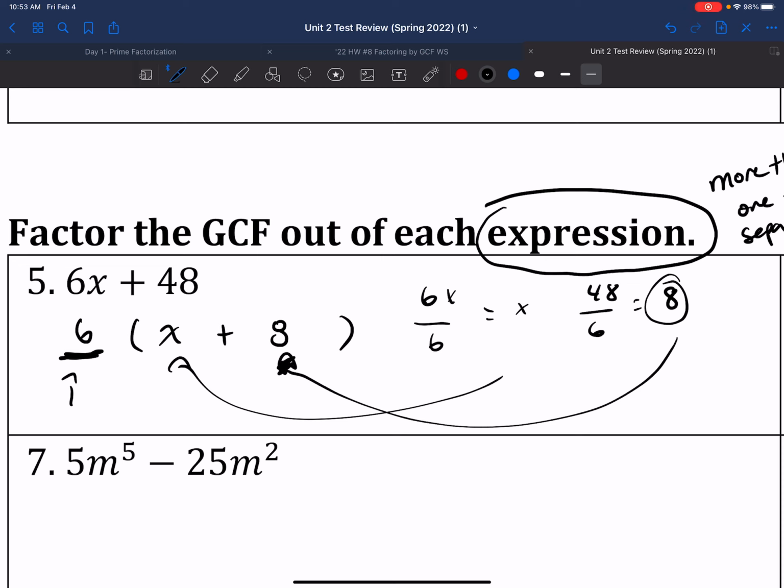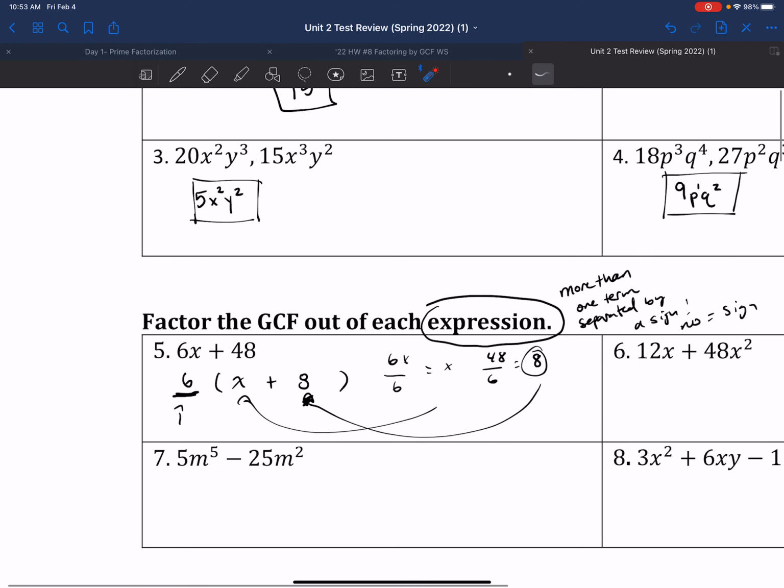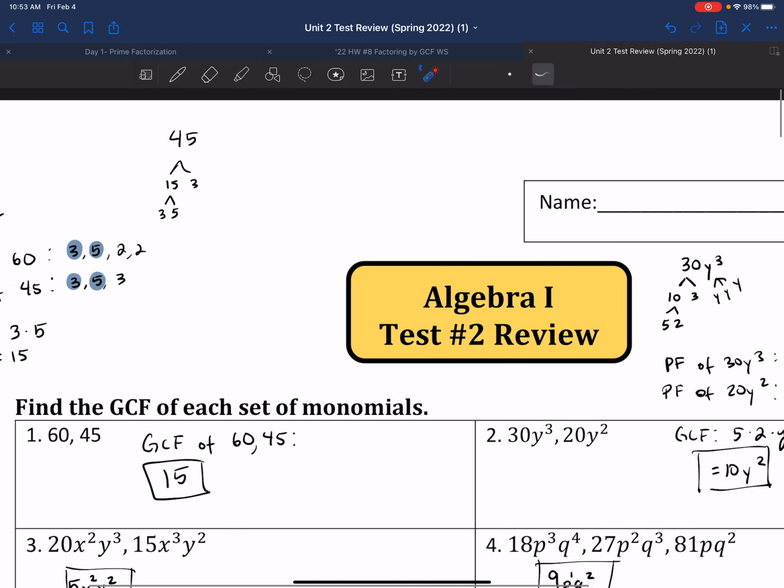Okay. The hard part here is just to figure out what is the highest number that goes into 6x and 48 at the same time. And once you get that, you can go ahead and just divide if that helps you. That's totally fine. But again, if you don't know what number goes into this and this at the same time, just go ahead and use those factor trees that we've done before.